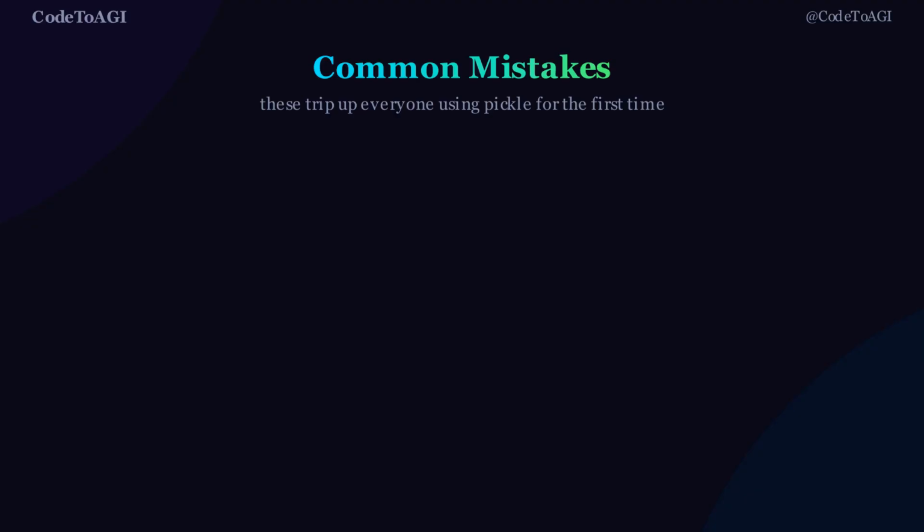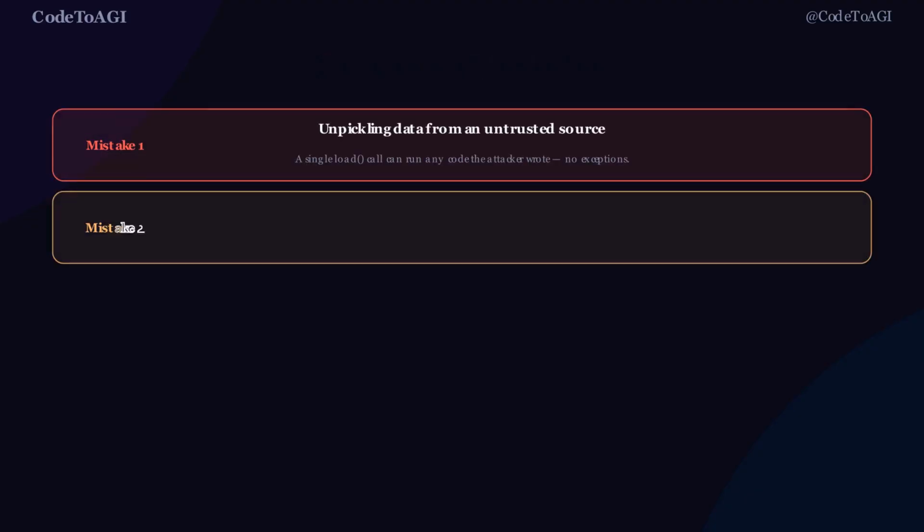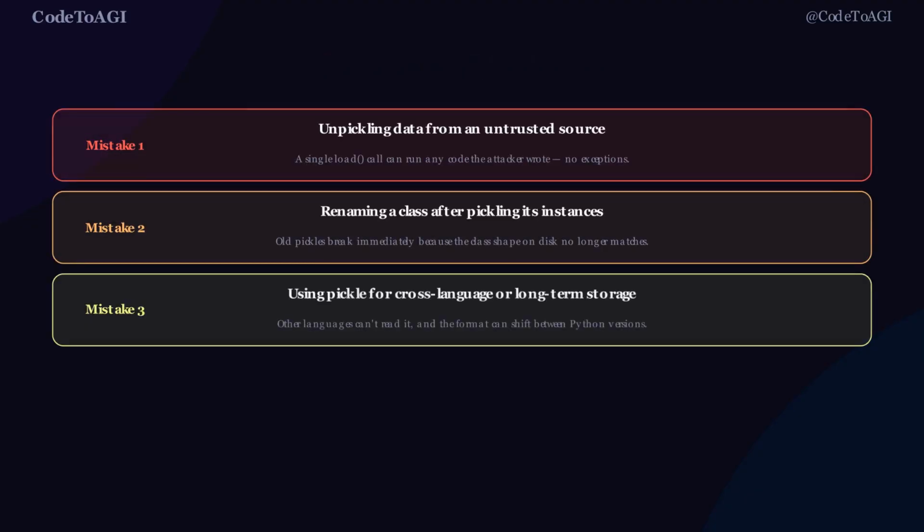3 mistakes that catch everyone using pickle for the first time. Mistake 1, unpickling data from an untrusted source. That single load call can run any code the attacker wrote. Mistake 2, renaming a class after pickling its instances. Old pickles break immediately because the class shape changed. Mistake 3, using pickle for cross-language or long-term storage. Other languages cannot read it, and formats can shift between versions.